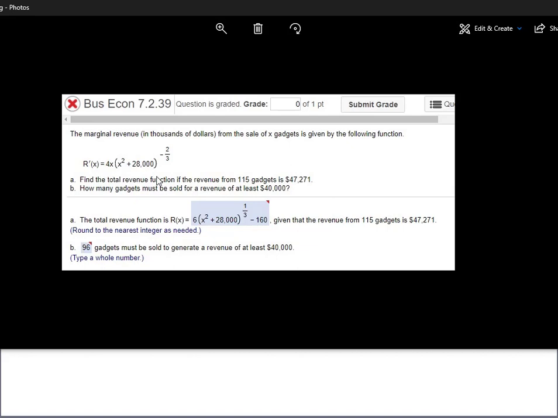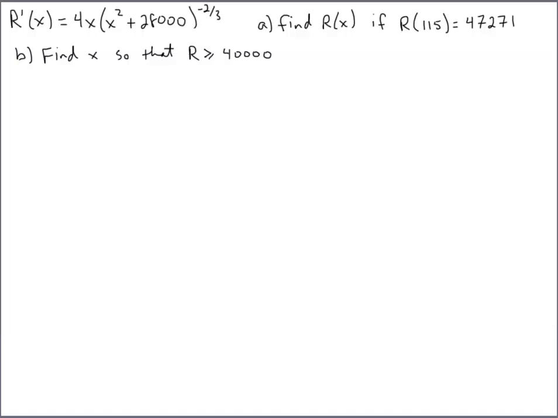Marginal is the derivative. We want the function that has this as its derivative, so we need to find an antiderivative for that. So let's do that. So I've got the information written here. So r of x is going to be the integral of this function here.